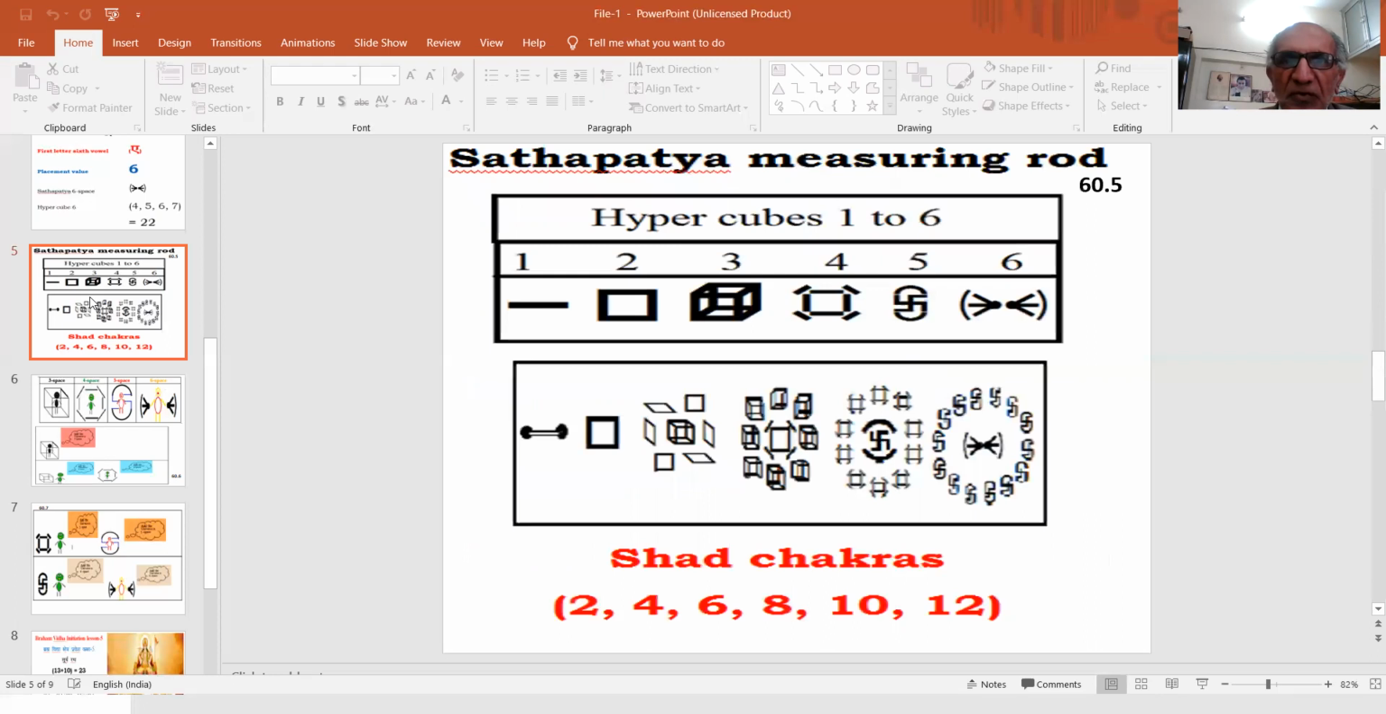This way, the whole focus at the initiation stage itself falls upon Sathapatya miring rod. Sathapatya miring rod is a synthetic setup of hypercubes 1 to 6. The representative regular bodies of hypercubes 1 to 6 together synthesize Sathapatya miring rod, and the boundary components of hypercube 1 to 6 are 2, 4, 6, 8, 10, and 12. And these as such become the external characteristics of shad chakras.